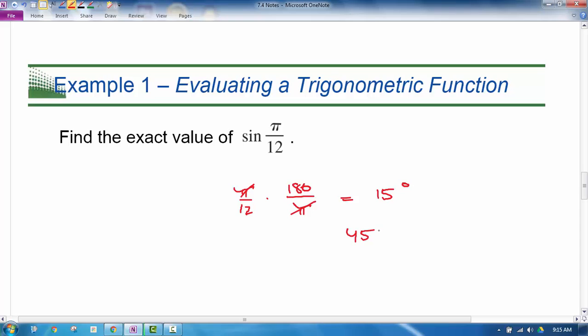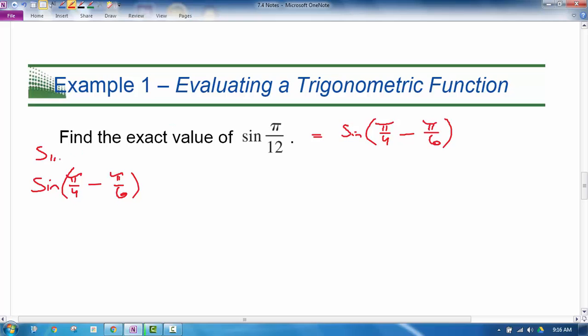So instead of having the sine of 15 degrees, I'm going to do 45 minus 30. All right? So I'm going to change this into the sine of 45, which is pi over 4, minus 30, which is pi over 6. If you actually combine those fractions with the common denominator, you will get pi over 12. So you can always double check. But this is what I'm going to do right here.